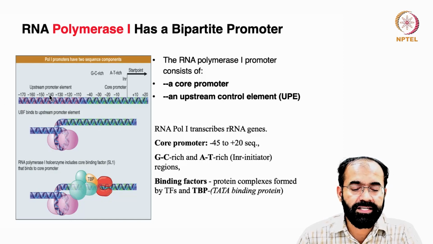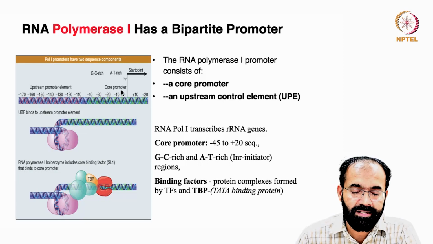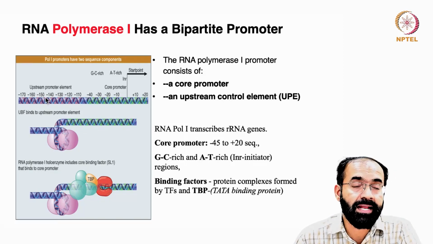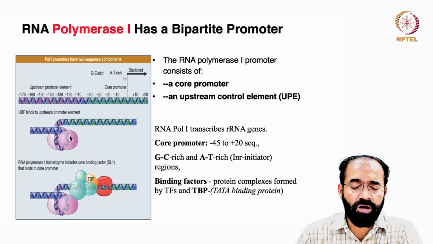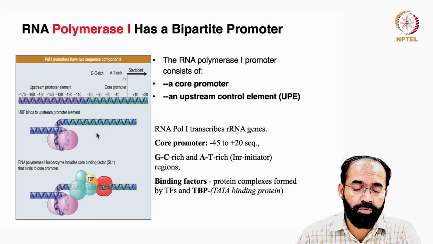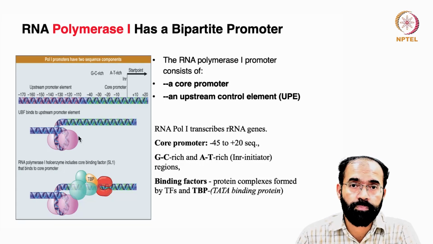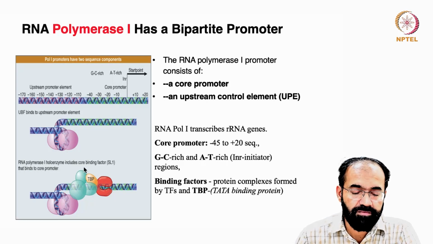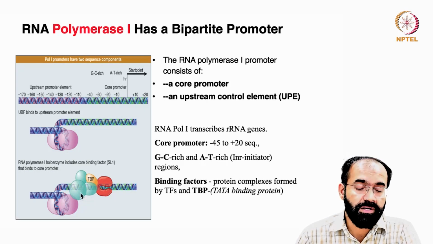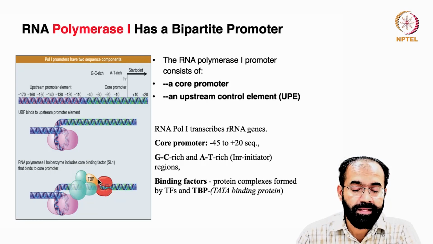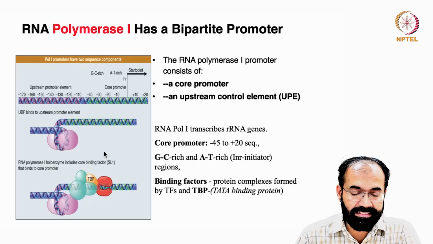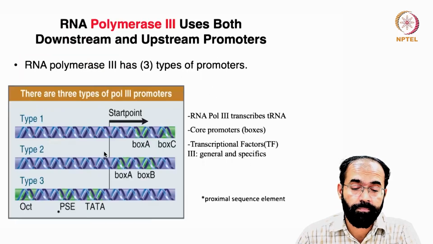And then you have the upstream promoter element which can spread much further upstream, which is basically called an upstream control element. And once these protein factors are bound, it can form a loop, like a knot-like structure, which in turn attracts more and more transcription factors, and then it can act like a holoenzyme, and this core binding factor facilitates the transcription initiation in the case of polymerase 1.